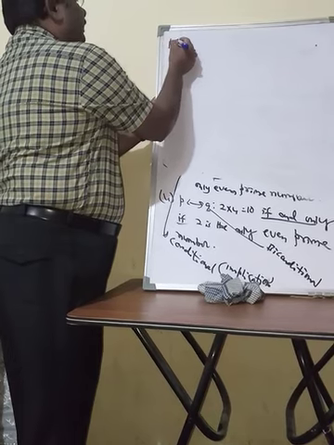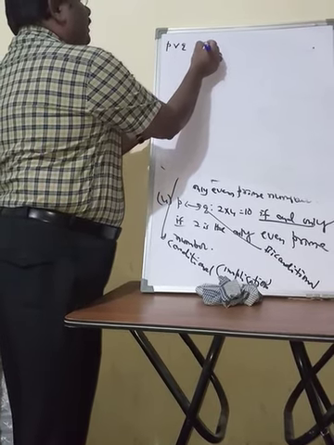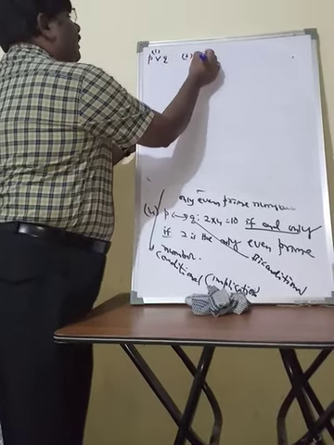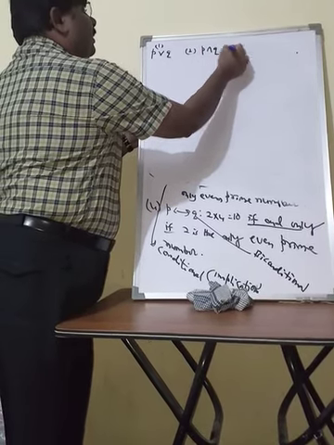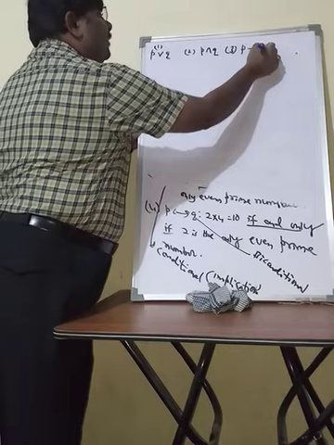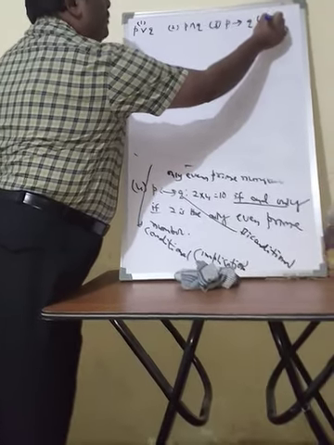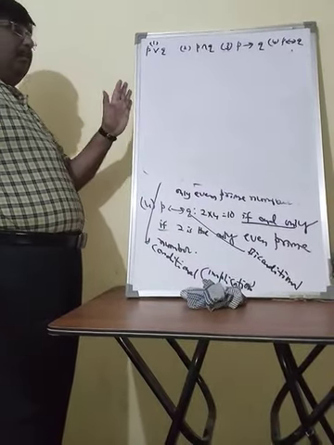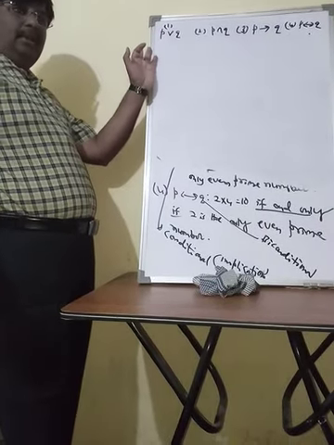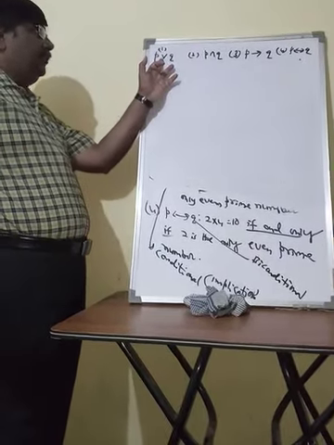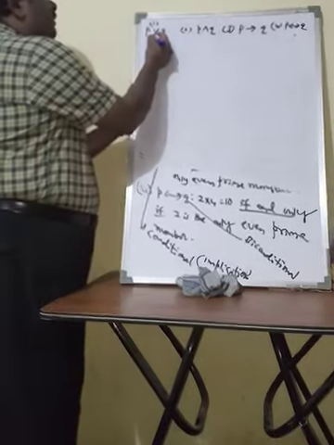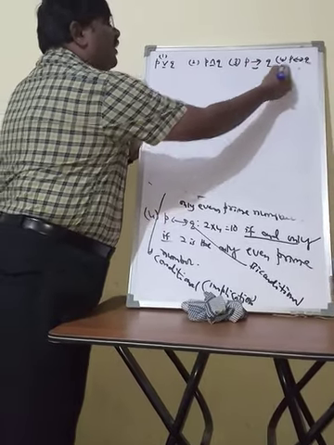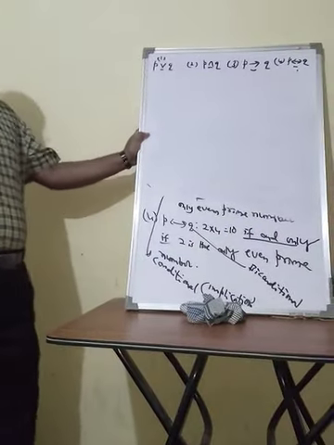So I have taken here P and Q. First one, P disjunction Q. Second one, P conjunction Q. Third one, P conditional Q. Fourth one, P biconditional Q. This symbol is for disjunction, this symbol is for conjunction, this is for implication or conditional, and the double arrow is for biconditional or double implication.